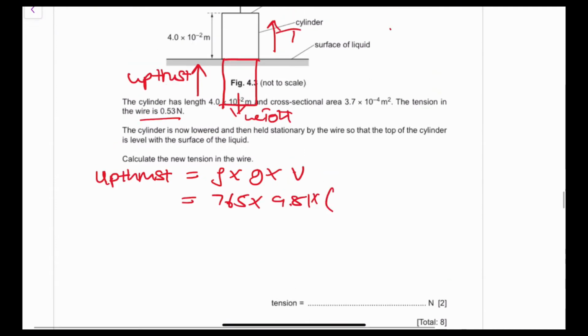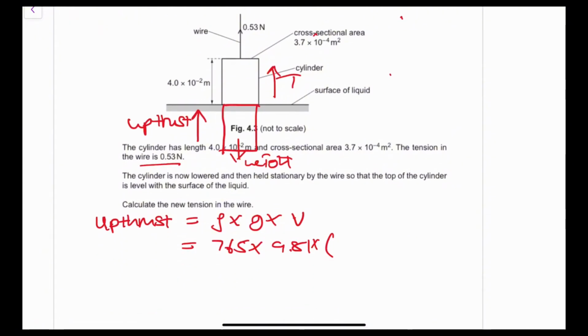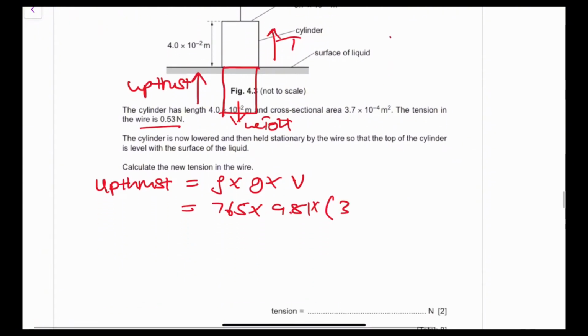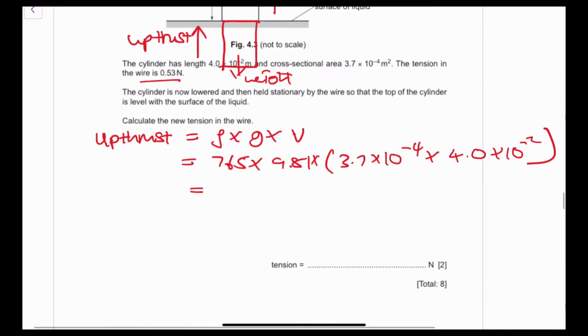How do you find the volume of an object? The area multiplied by the length, right? So the area is 3.7 times 10 to the power of -4, and the length is 4.0 times 10 to the power of -2. That gives you a value of upthrust of 0.111 newtons, right? So that's the value of your upthrust.